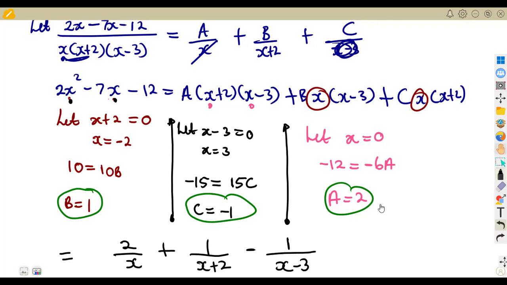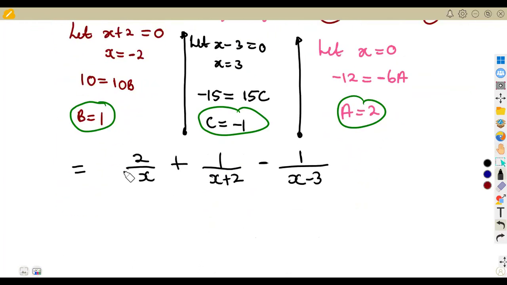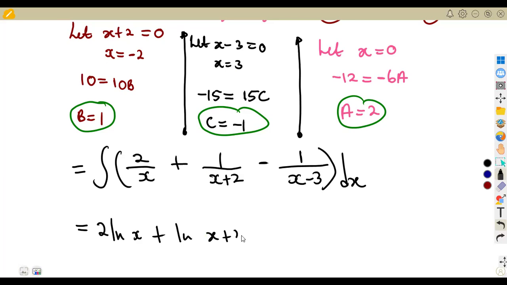So like I said, this was a straightforward integral because here we're just going to integrate each and every part with respect to x. And as I say, this is exactly what we had in N5, guys. Let's be honest. So this one is going to give us 2 ln of x, all right? And here we're going to get ln of x plus 2, minus ln of x minus 3, plus the constant of integration. So that is what we're supposed to have at the end after integrating each and every part.